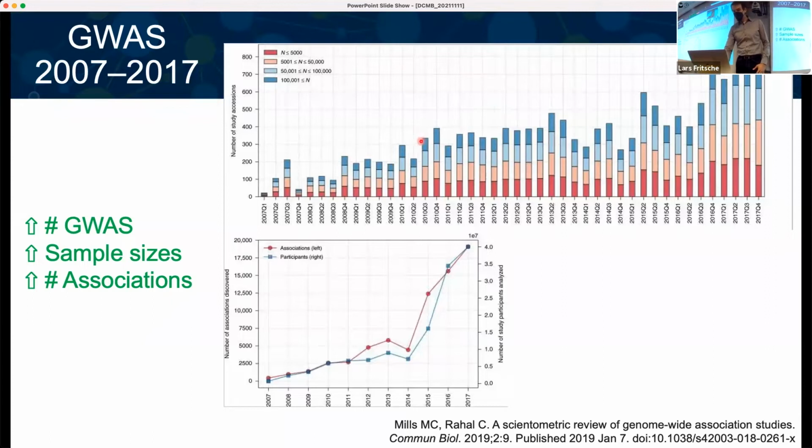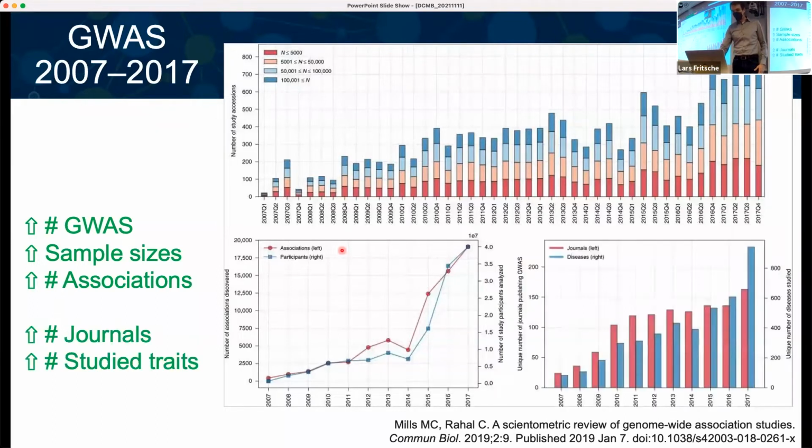And because of the larger sample sizes, of course the number of association signals also increased with the increasing sample size. Here we're looking at, I think, 40 million analyzed individuals, and there are up to 20,000 associations that were discovered by 2017. And there's a market for those GWAS studies. It was still in 2017. There were more and more journals publishing those GWAS findings, and more diseases were analyzed. So this is a very successful approach.